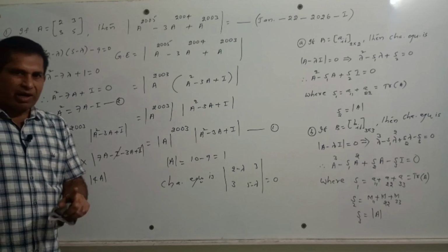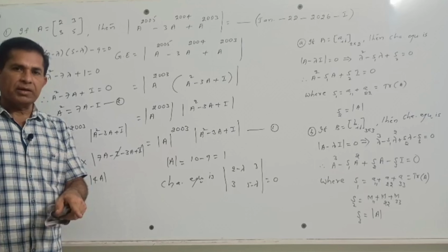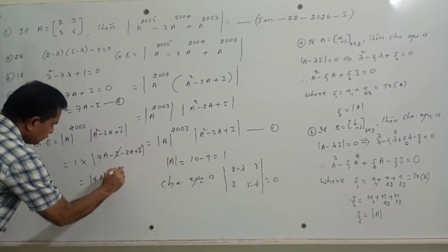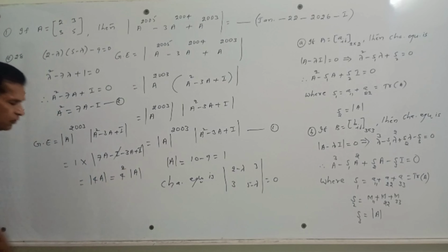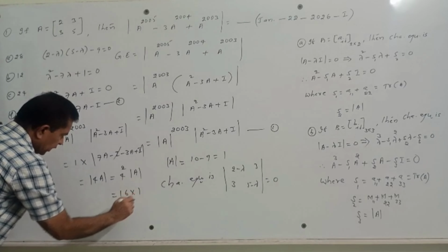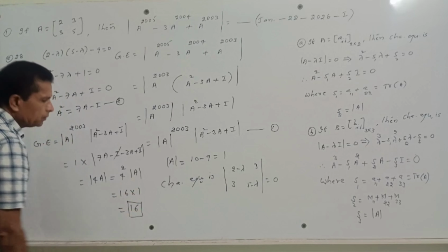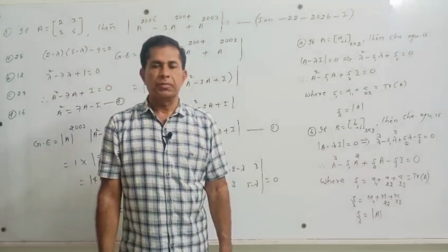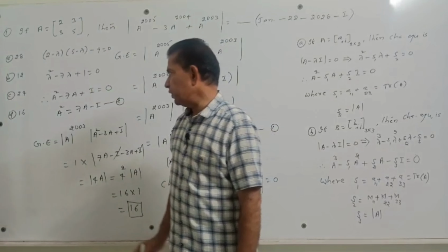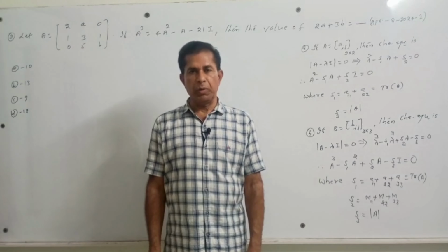But capital A is a matrix of order 2 by 2. So determinant of kA can be written as k square into determinant of A. So this can be written as 4 square into determinant of A. 4 square becomes 16. Determinant of A is 1. So this product is 16. So that is the value of the given determinant. In which option was 16 given? Option D. One more PYQ.